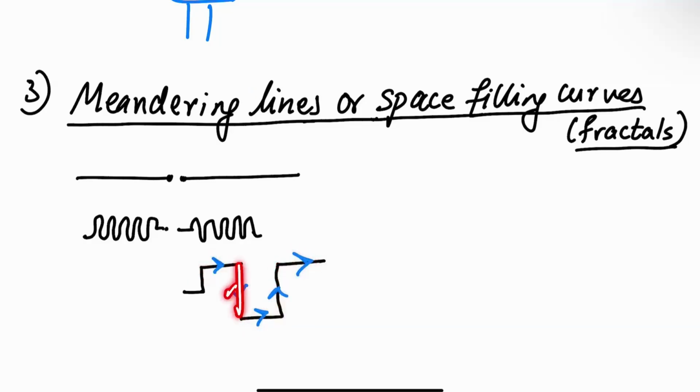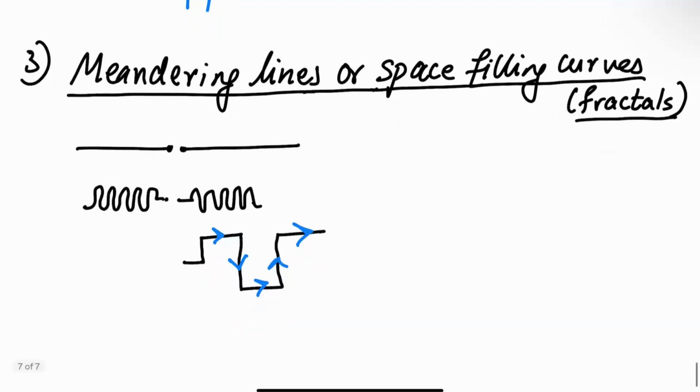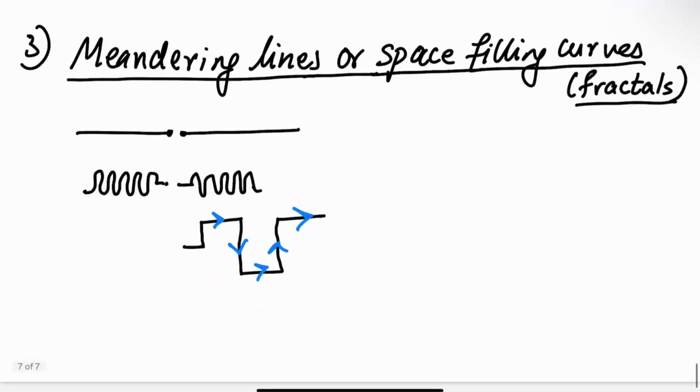Because these currents cancel, you still have a pretty decent polarization. Still pretty linearly polarized. So you can simply meander a line and that'll give you a smaller area.